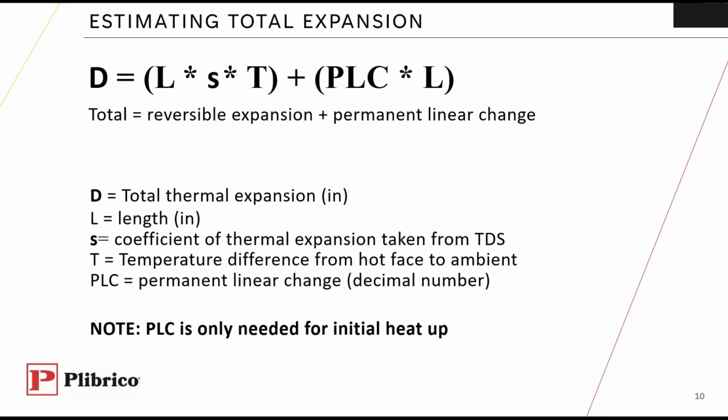And so, what we're looking at in this formula, your first term is looking at your reversible thermal expansion, and then your second term is looking at that permanent linear change. And so what you can do is combine the total length, the coefficient of thermal expansion, and then your temperature difference, how much you're heating it from ambient to your hot phase temperature, and then you're adding that permanent linear change, which gives you the total amount of thermal expansion that needs to be allowed for on the refractory.